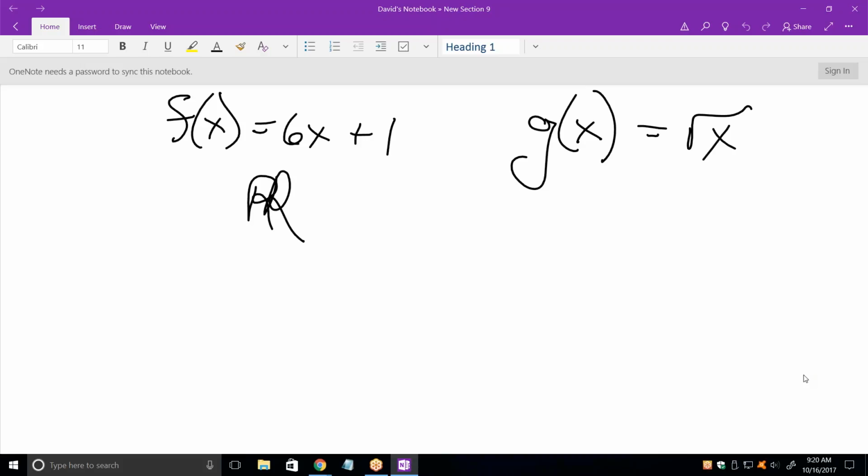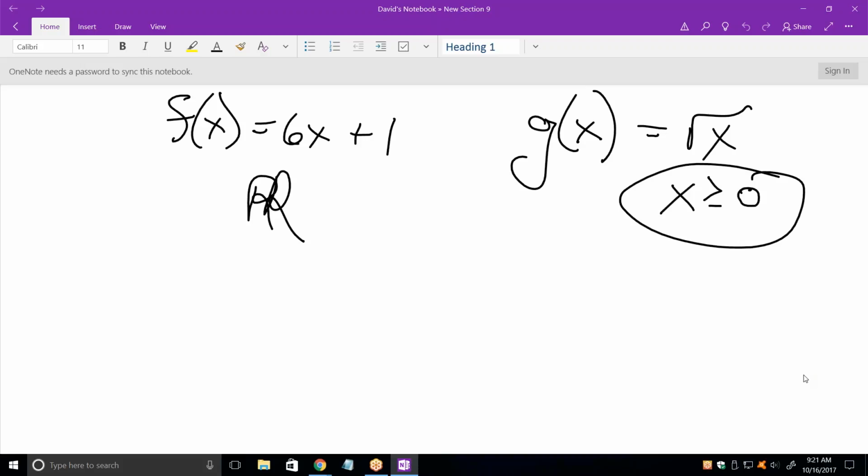Is that one real numbers too? Can you take the square root of a negative number? No, you can't. So it's just all positive real numbers, right? It's all positive or 0. There's your domain right there. All positive or 0. Yeah, okay. You can take the square root of 0. It's 0. You can't take the square root of negative 1. Okay. So that's the domain for each one of them.